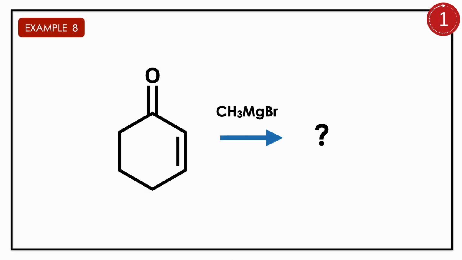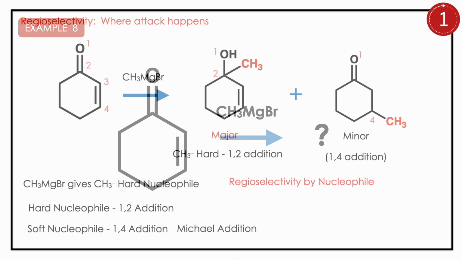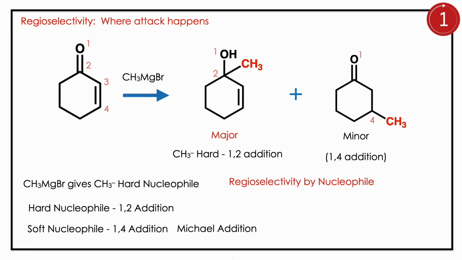Then the next example, you have cyclohexenone. It's a conjugated ketone. You are reacting with methyl magnesium bromide. You should find what will be the final product. Here the reaction is basically a regioselective addition. It's a very regioselective reaction promoted by the nucleophile. Normally, two types of nucleophiles are possible, hard and soft nucleophile. Hard nucleophile promotes 1,2 addition, soft nucleophile promotes 1,4 addition. 1,4 addition is also called Michael addition.